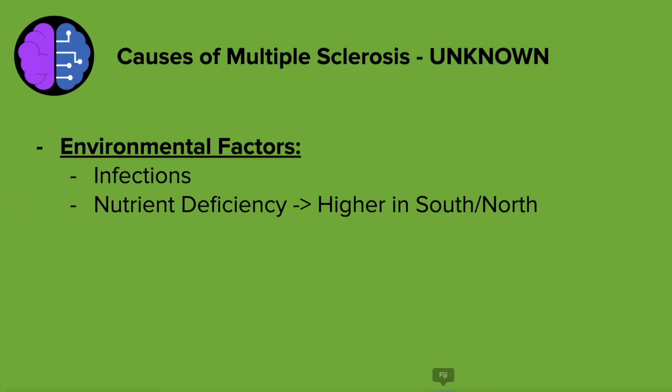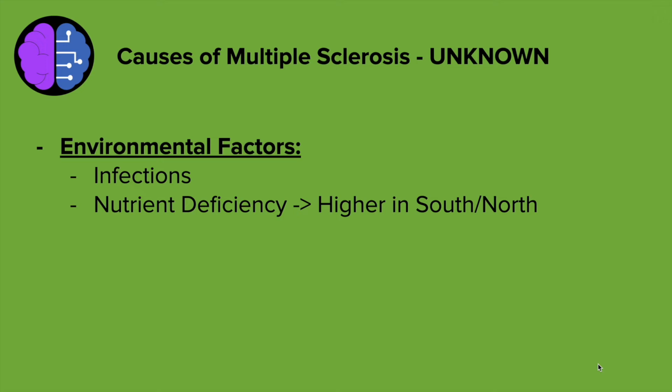Now, the environmental factors, number one, include infections. An example is a recent study published indicating that mononucleosis, which is an infectious disease that inflames your throat and is otherwise known as mono, can actually increase the risk for a person developing multiple sclerosis. Now, that's just one example, but of course a large variety of infections and diseases can play a role in the development of multiple sclerosis. Now, in addition, we also have nutrient deficiency.